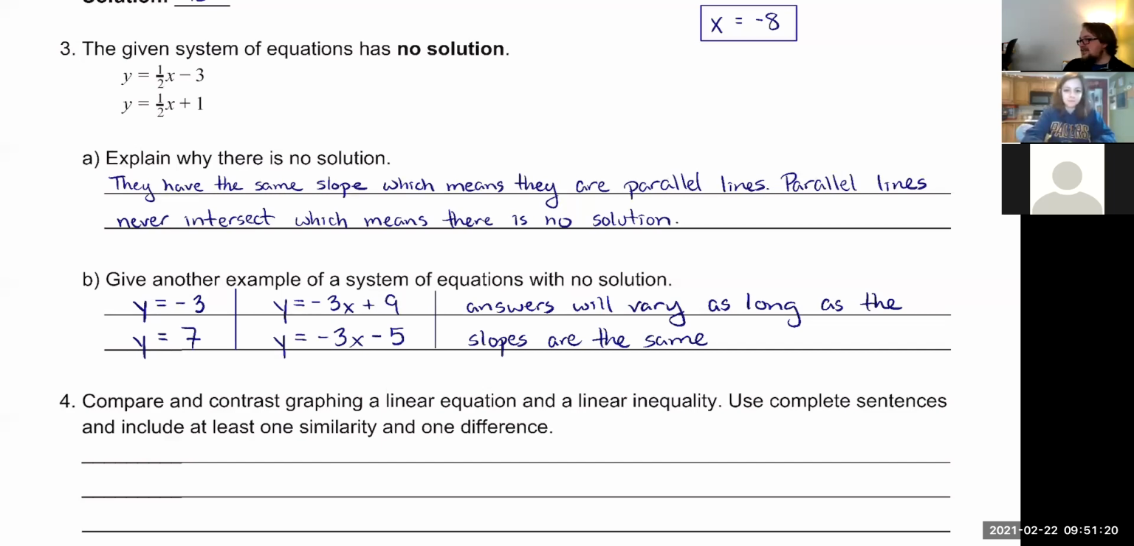Infinitely many. And if the lines are on top of each other, that means they're always intersecting. So we would have infinitely many solutions. So yes, we want the slopes to be the same, but we actually don't want the y-intercepts to be the same, because that would be a different case altogether.